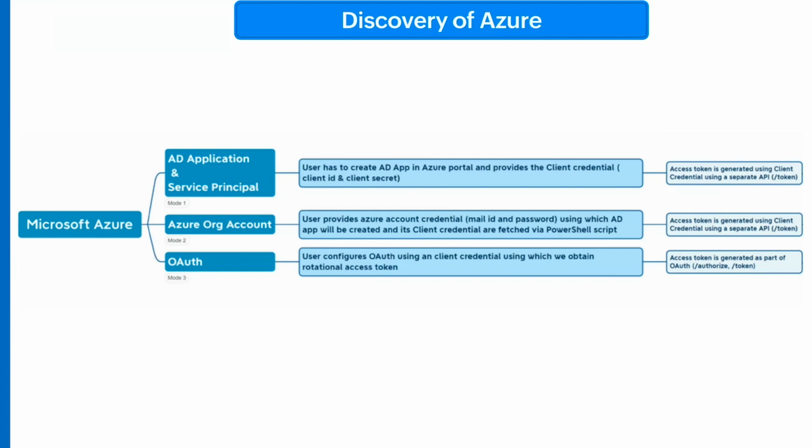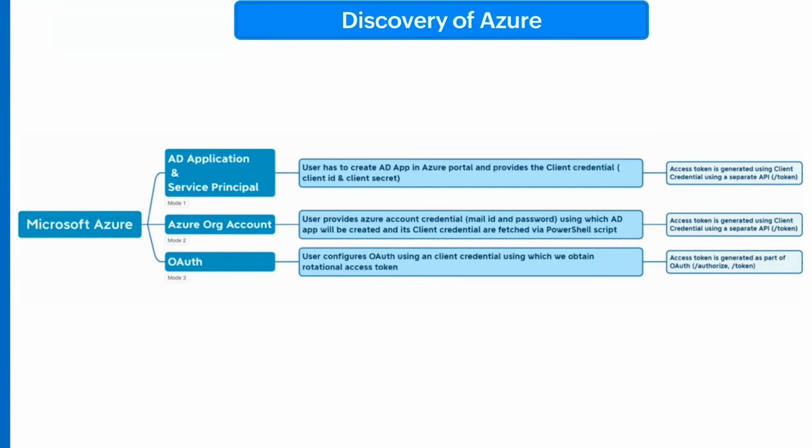And the second mode is Azure organization mode. If you have the user email ID and credential in the Azure organization account, with that, we'll fetch the information via the PowerShell script. And in case you are using a secure environment, we do support OAuth. With the help of OAuth, you can fetch the information from the Azure, and it is based on a rotational token access.